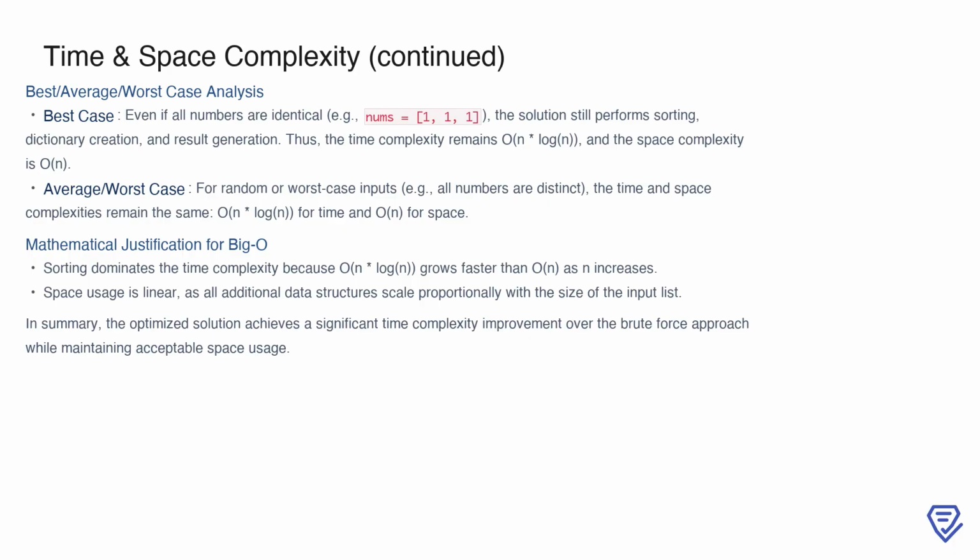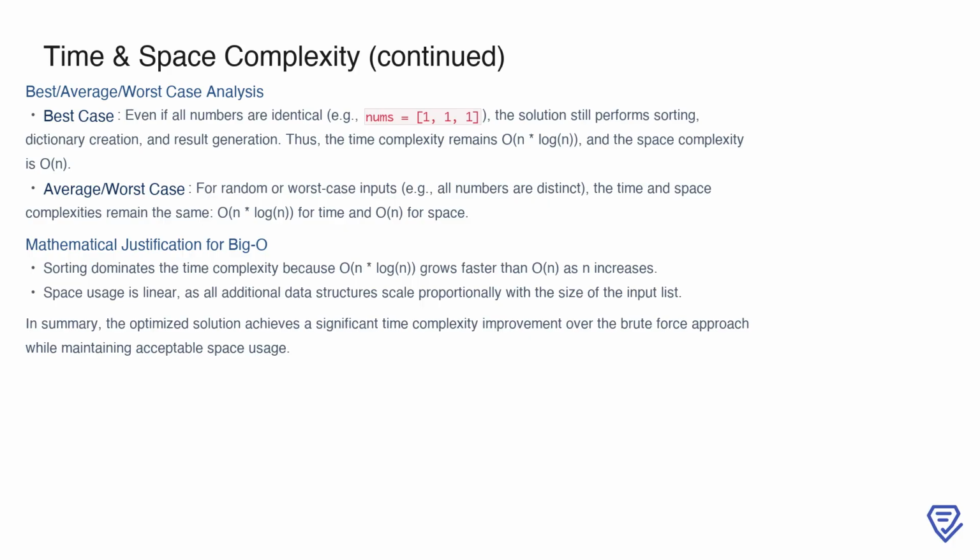This is because the sorting step dominates the time complexity, as O(n log n) grows significantly faster than O(n) as n increases. Similarly, the space usage is linear since all additional data structures scale directly with the input size. Overall, this optimized solution strikes an excellent balance, vastly improving time efficiency compared to the brute force method while maintaining reasonable space usage.